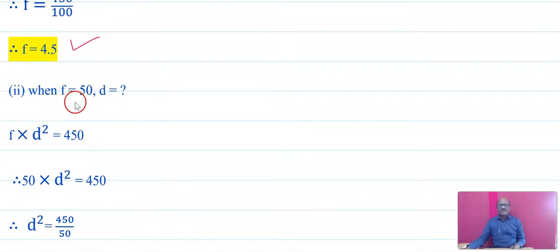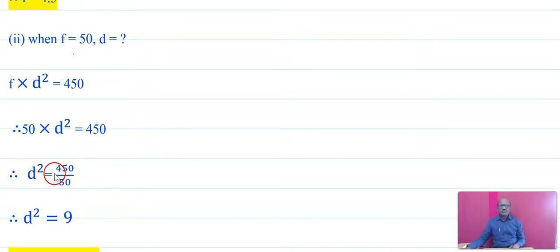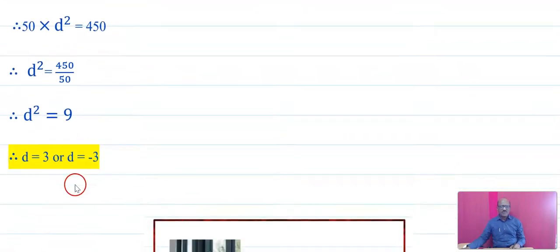When f is 50, d is the question. f into d square is equal to 450. What is the value of f? f is 50, so 50 into d square is equal to 450. Therefore, d square is equal to 450 upon 50, d square is equal to 9, and hence d is equal to plus or minus 3.